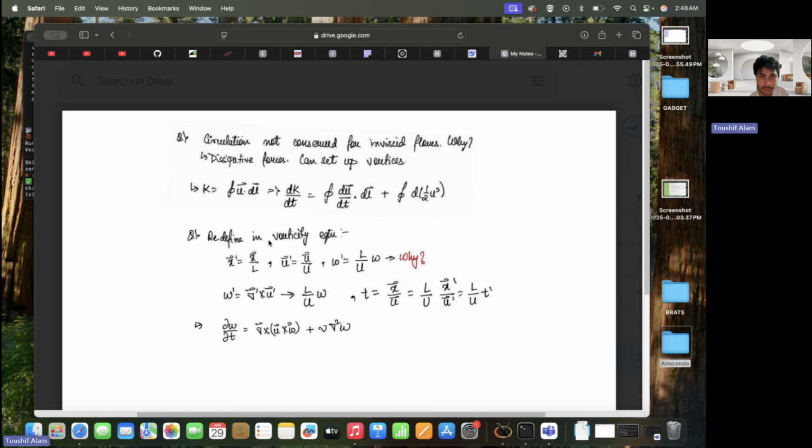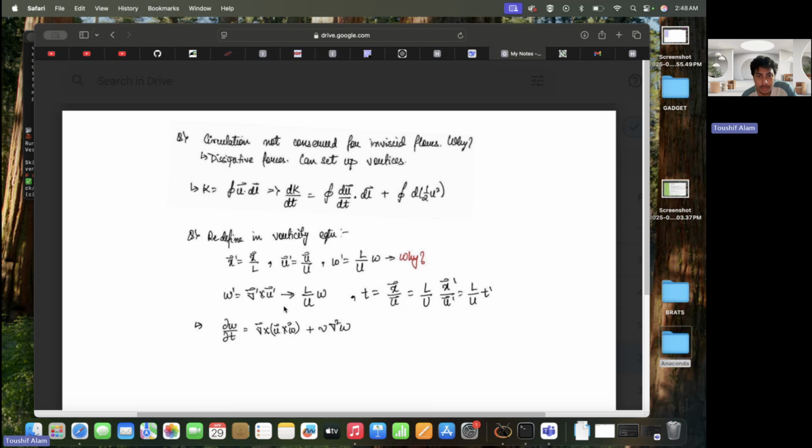So redefine the vorticity equation. x prime is x by L, u prime is u by U, omega prime is L by U omega. Why? Because to match the dimension, right? So L by U. What's the dimension of L by U? L by U is the dimension of time, right? Because the dimension of omega is U by L. U by L. So that's why L by U. Curl of u, right? So curl is 1 by L. So U by L, L by U. That's why this is this.